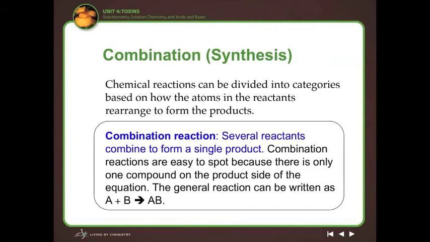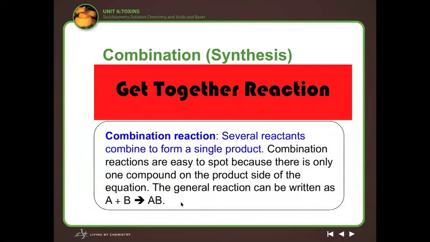So combination reaction, several reactants combine to form a single product. Combination reactions are easy to spot because there's only 1 compound on the product side. As a general rule, the reaction can be written like that. A plus B yields AB. I call this the get-together reaction, where these 2 things get together and form something new.